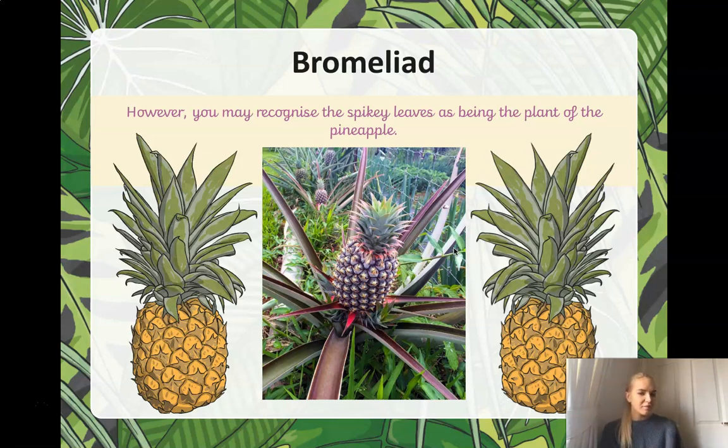Have you eaten a pineapple before? Have you seen a pineapple before? Well, you might notice now you can go and tell your grown-ups, Mum, did you know the top of the pineapple is made out of the bromeliad plant? And the bromeliad plant can be found in the Amazon rainforest. They will be wowed. Their socks will be blown off.